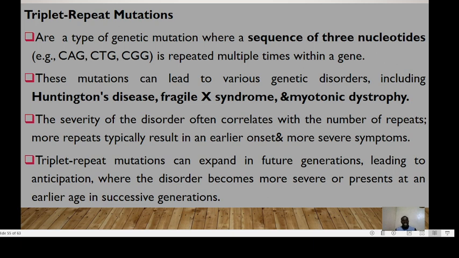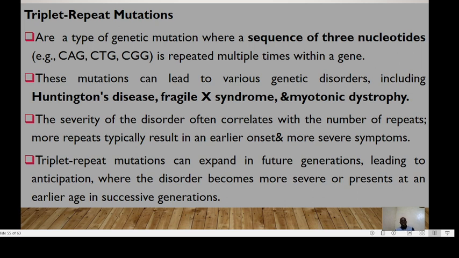These are a type of genetic mutation where the sequence of three nucleotides, e.g. the CAG, the CTG, CGG, is repeated multiple times in a gene. These mutations can lead to various genetic disorders, including Huntington's disease, Fragile X syndrome, and myotonic dystrophy. The severity of this disease often correlates with the number of repeats. The more the repeats typically result in earlier onset and more severe symptoms.